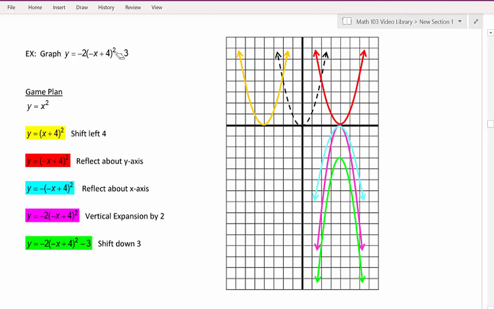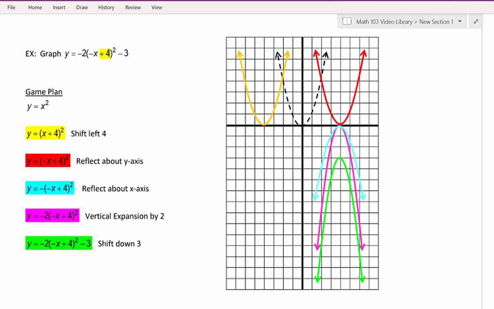Now we want to start looking at this long equation, and start looking for transformations in the particular order outlined for us. So the first thing we're doing is looking for a horizontal shift. We recognize a horizontal shift by having either plus or minus a number inside the function. Well, we have plus 4 inside the function. So that plus 4 tells me shift it to the left 4 units.